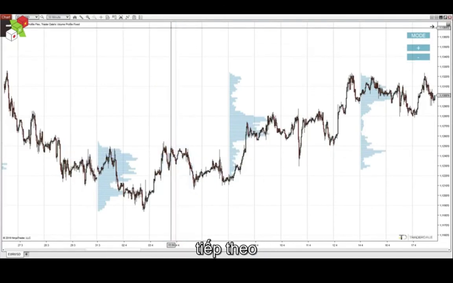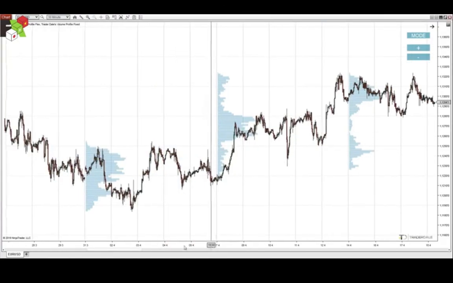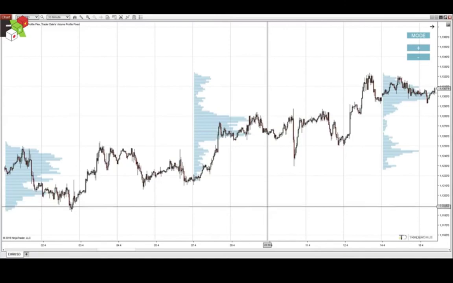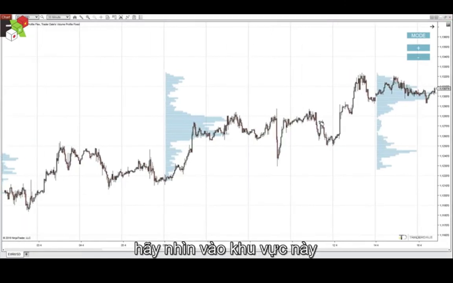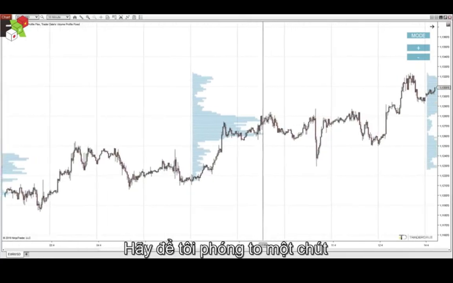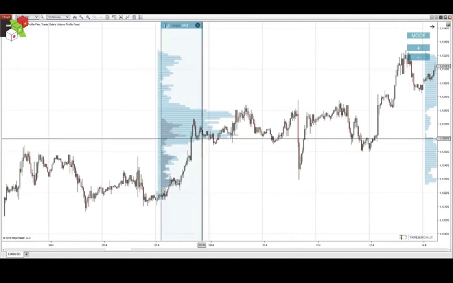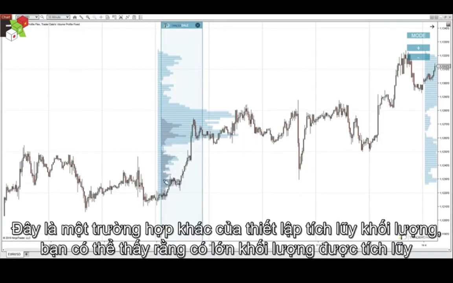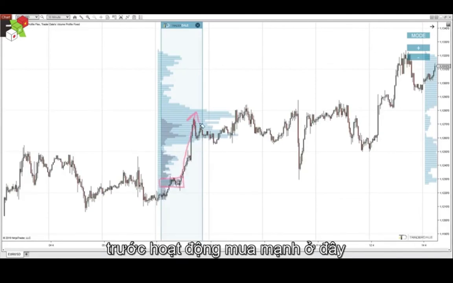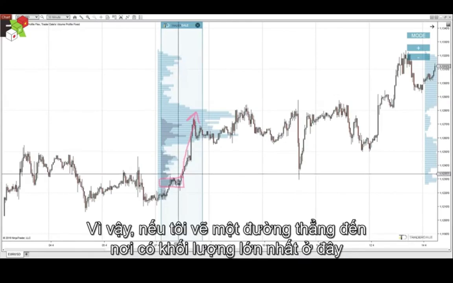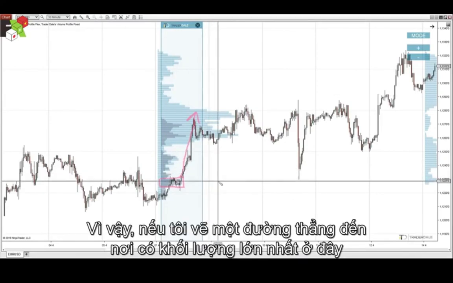Alright, so let's move forward a bit. And let's have a look at this area. Let me zoom it a bit for you. This is another case of the volume accumulation setup. You can see that there were heavy volumes accumulated before strong buying activity in here. So if I draw a line to the place where the volumes were the heaviest, it's in here.